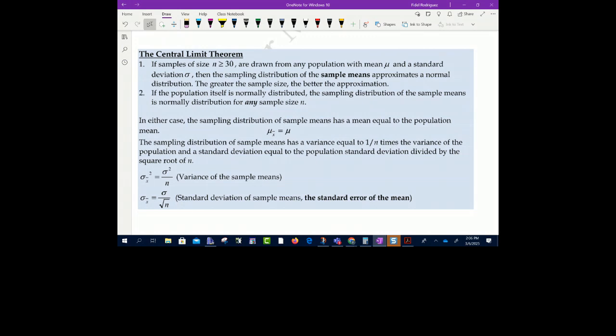That the average is going to be the same as the population average, okay? So that number is not going to change.